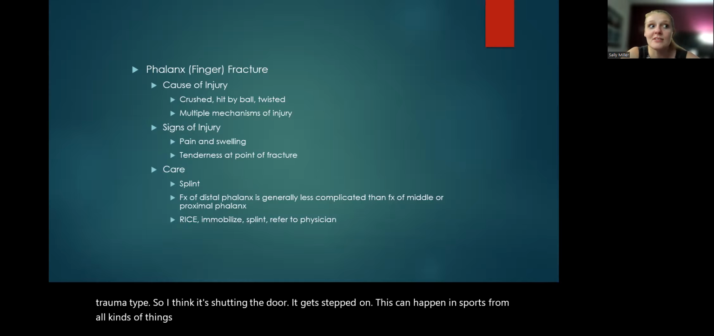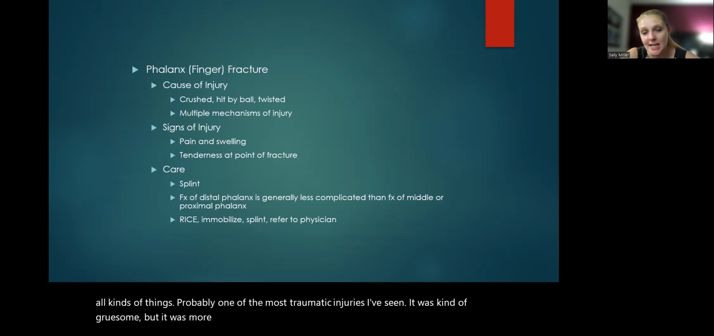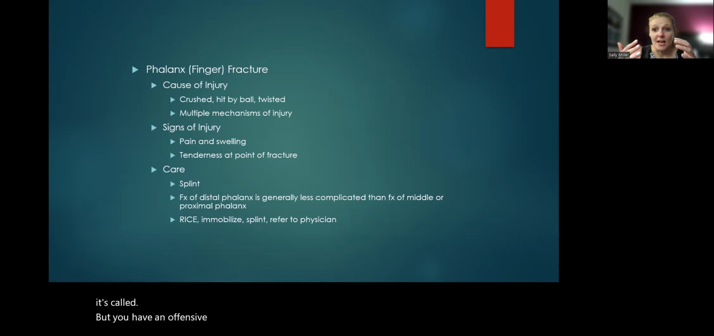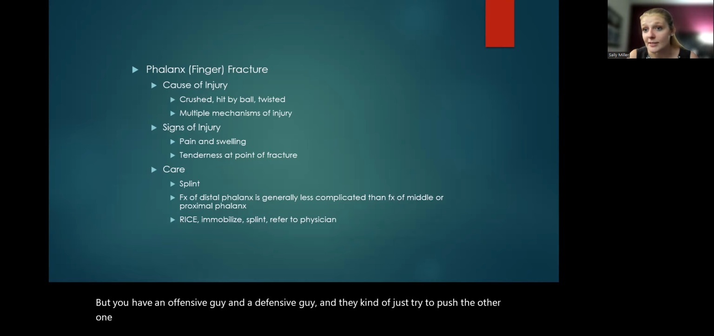Probably one of the most traumatic injuries I've seen. It was kind of gruesome, but it was more embarrassing for the kid than anything. It was at football in my sophomore year. I think we even do the same drill. I don't know what it's called, but you have an offensive guy and a defensive guy, and they try to push the other one out of the ring, like sumo wrestling.